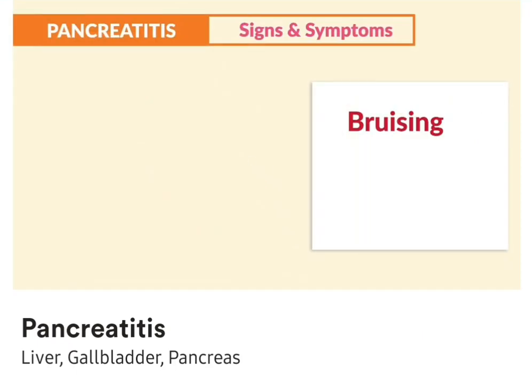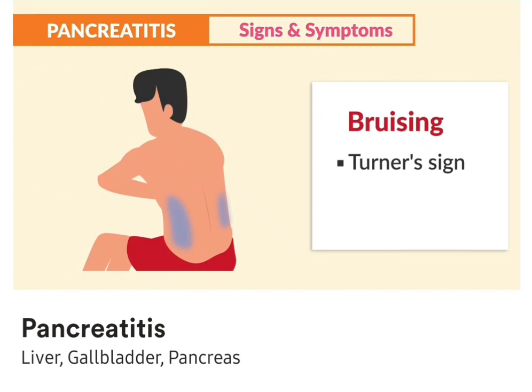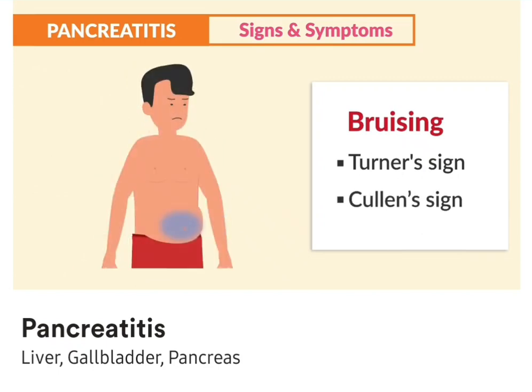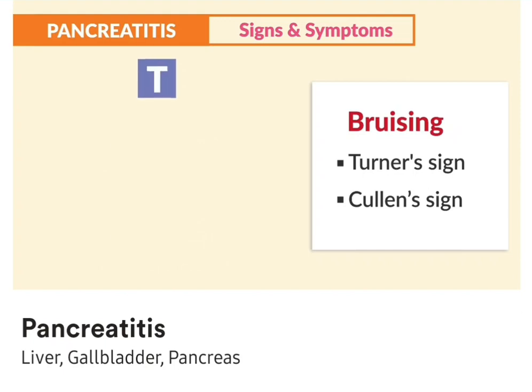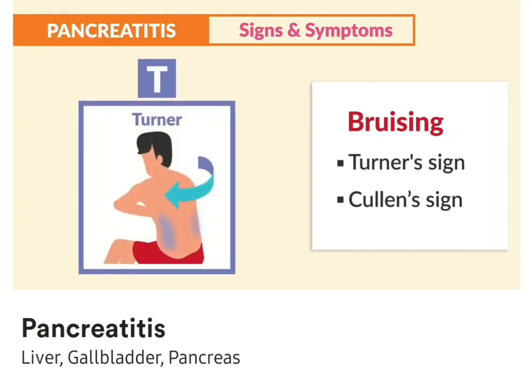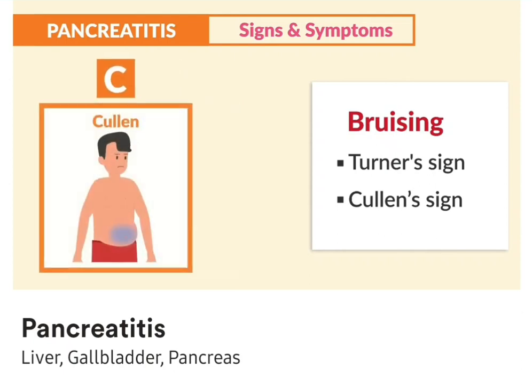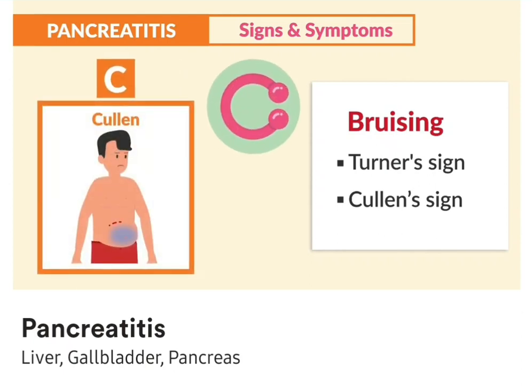And bruising is another critical sign. So we have Turner's sign and Cullen's sign. Turner's sign is bruising or ecchymosis on the flanks or the sides of the body, and Cullen's sign is edema and bruising around the belly button, also called the umbilicus area. So just think T for Turner's sign, you can see the bruising when you turn the client. And C for Cullen's sign, just think of a belly ring shaped like a C for colon. There's bruising around the belly button area.